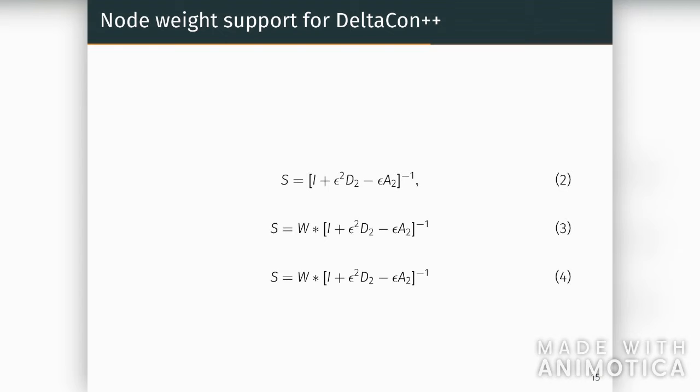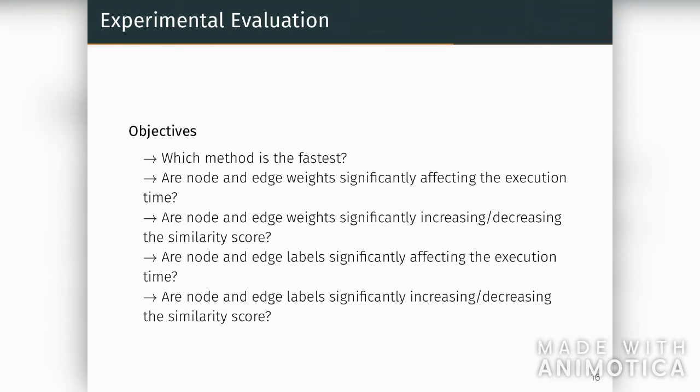The evaluation is looking to address the following questions. Which method is the fastest? Are node and edge weights significantly affecting the execution time? Are node and edge weights significantly increasing or decreasing the similarity score? Are node and edge labels significantly affecting the execution time? Are node and edge labels significantly increasing or decreasing the similarity score?